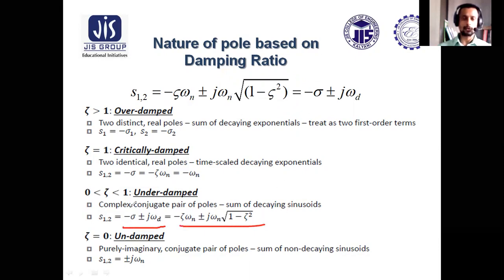Now, if zeta equals 0, this term is 1, and this term will vanish. So we will have only plus or minus j omega n. This is a purely imaginary part, so the location of the poles will be on the imaginary axis. A conjugate pair of poles will be located on the imaginary axis. There is no real part.